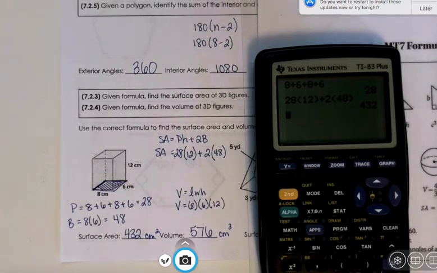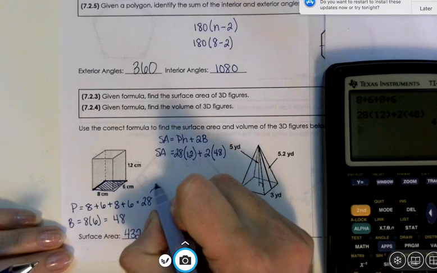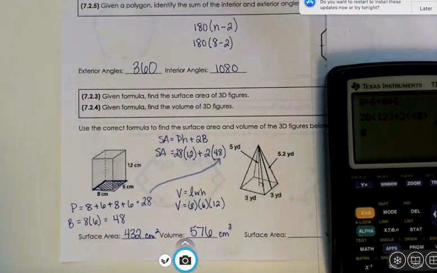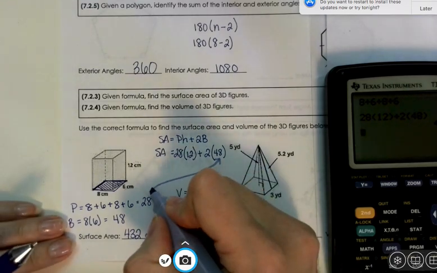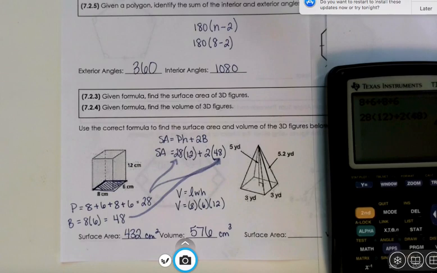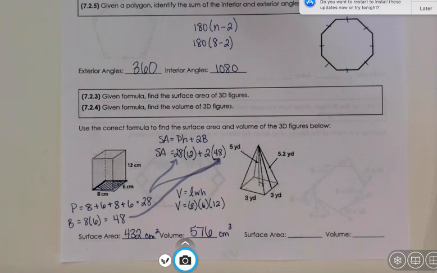So I'm just going to make a little note here. So this goes there. Whoops, wrong one. This one goes here, and then my 48 goes there. Oops. All right, we're going to look at the one on the right here. So we have this pyramid, and we need to find our surface area and our volume again.